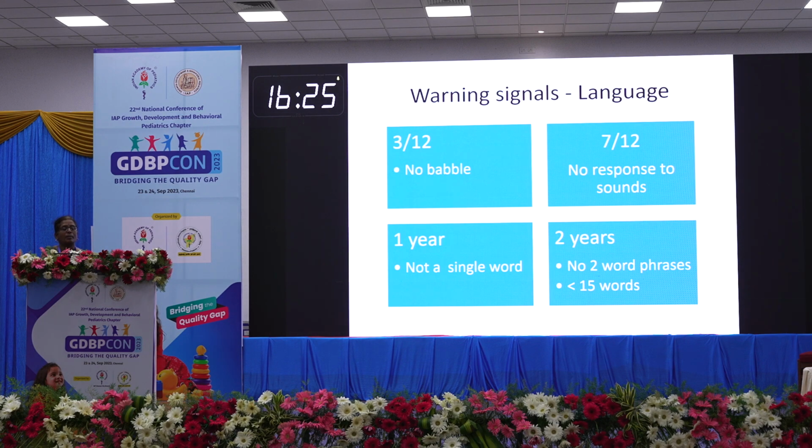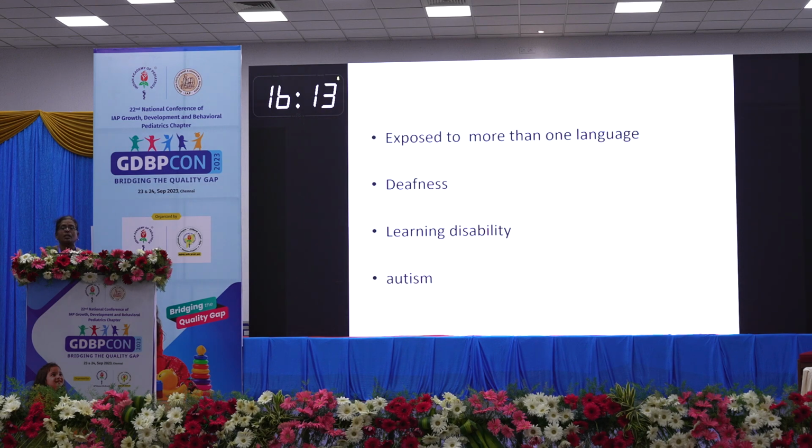And among the language milestones, suppose the child doesn't babble by 3 months, no response to sounds by 7 months, not even a single word by 1 year, or no 2-word phrases or less than 15 words in 2 years, we have to evaluate. Maybe the child is exposed to more than one language, polyglot, or maybe an underlying hard of hearing or a learning disability, or maybe a pervasive developmental disorder as well.